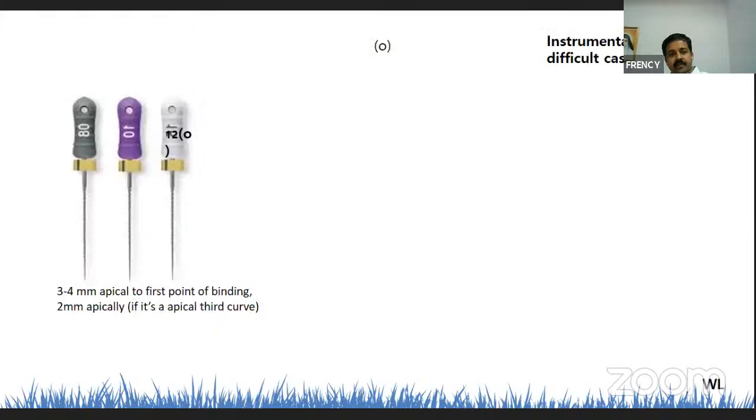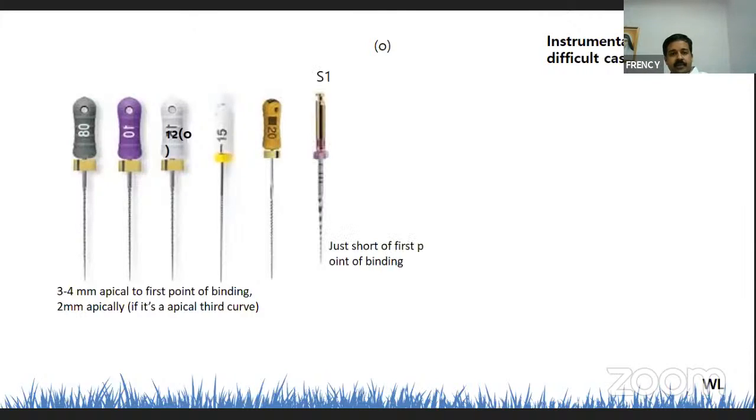So in difficult cases, what you can do is initial coronal enlargement with hand filing, that is 3 to 4 millimeter apical to the first point of binding, or 2 millimeter apical to the point of binding if it is an apical third curve. You can start with 8 and 10 files, then 15 and 20, and you can even use 12 size intermediate files. Then, this is just my protocol, you can change it according to your needs. Then you can use ProTaper S1 universal, just short of the first point of binding, for coronal shaping.